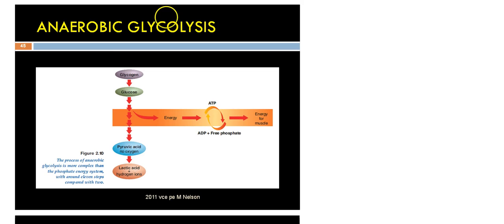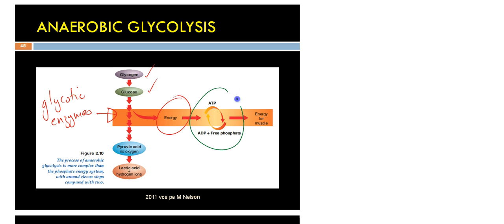Again, from a different text, here we've got glycogen converted to glucose, worked on again by glycolytic enzymes. In this bit here, energy is released so that the process of resynthesizing ATP can occur. So it's joining the adenosine diphosphate and the inorganic phosphate. That's the process which is happening in here to create ATP so that energy can be used for muscular contraction.